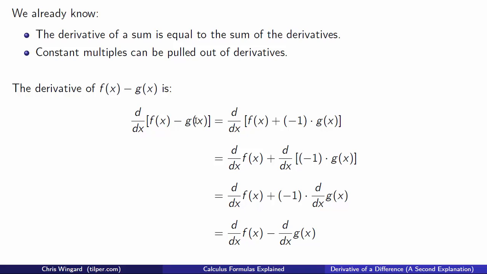d dx of f of x minus g of x is equal to the derivative of f minus the derivative of g. Now, this process we went through might feel kind of shady, almost like cheating, but it's actually completely legitimate here. What we did was we really just used previous results to simplify the process that we go through to obtain a new result.